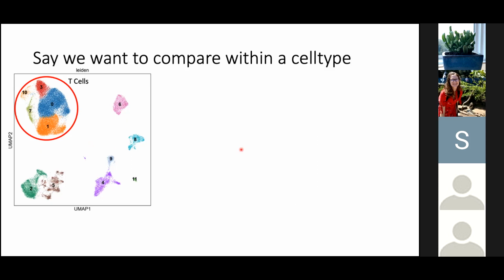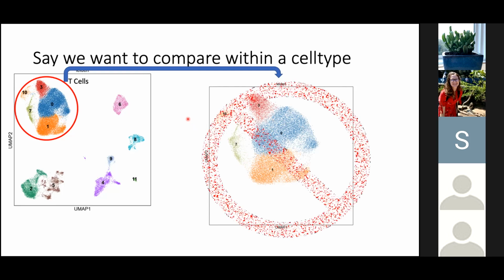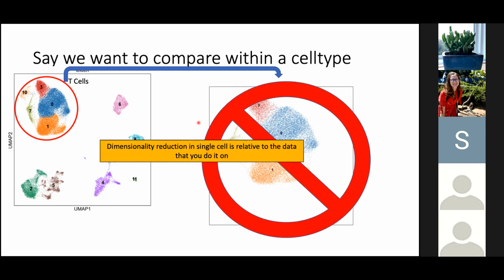The naive approach is to just rip those cells out with the clustering that you did on this KNN graph, and then just do differential expression on these clusters, okay? Please don't do that. The reason you shouldn't do that is because the dimensionality reduction, PCA, which most of us probably are using, principal component analysis, and building the KNN graph, is relative to the data that you do it on, okay?